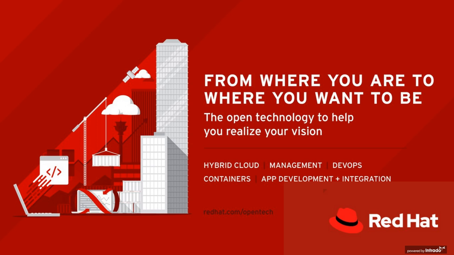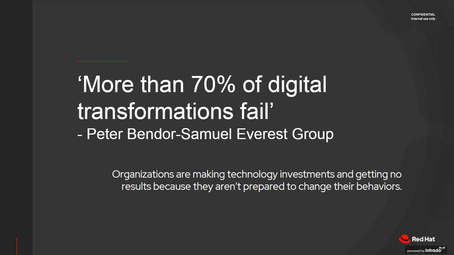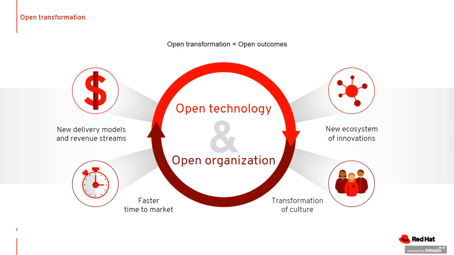The good news is that, also according to the IDC study, the investments are growing. By the way, CAGR stands for Compound Annual Growth Rate. The bad news is that more than 70% of the digital transformations fail. Red Hat can support you on properly running this initiative. We can help you achieve a faster time to market, new delivery models, a new ecosystem on innovation, and a transformation culture through our open technology and our open organization approach. Anyway, we will see later today how.